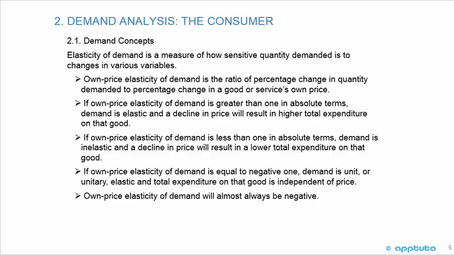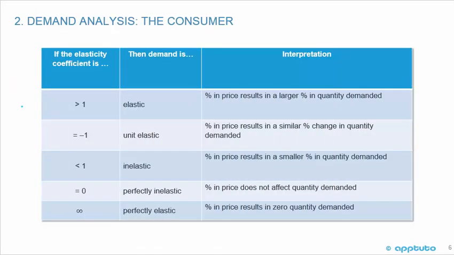Own price elasticity of demand will almost always be negative, okay? So you can see if it's negative, less than 1, demand is inelastic, and a decline in price will result in a lower expenditure on that good. Okay, here's a little chart or a graphic, just to remind you. And when I'm making my own flashcards for memory, this is kind of an example of what I would do to try to memorize all this stuff.